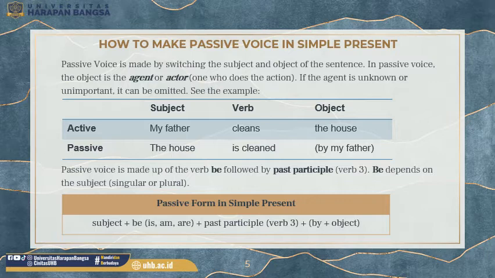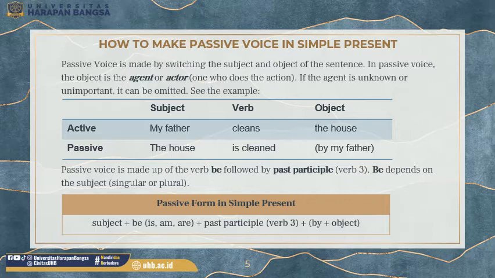Nah, kata by my father di sini ada di dalam tanda kurung. Kenapa dibuat dalam tanda kurung? Kita lihat tadi, if the agent is unknown or unimportant, it can be omitted. Jadi ketika agen atau aktor yang melakukan aksi itu tidak diketahui siapa atau dianggap tidak penting, maka bisa dihapus. Jadi untuk kalimat pasifnya kita bisa bilang the house is cleaned by my father, atau cukup bilang the house is cleaned jika by my father atau aktornya itu dianggap tidak penting.